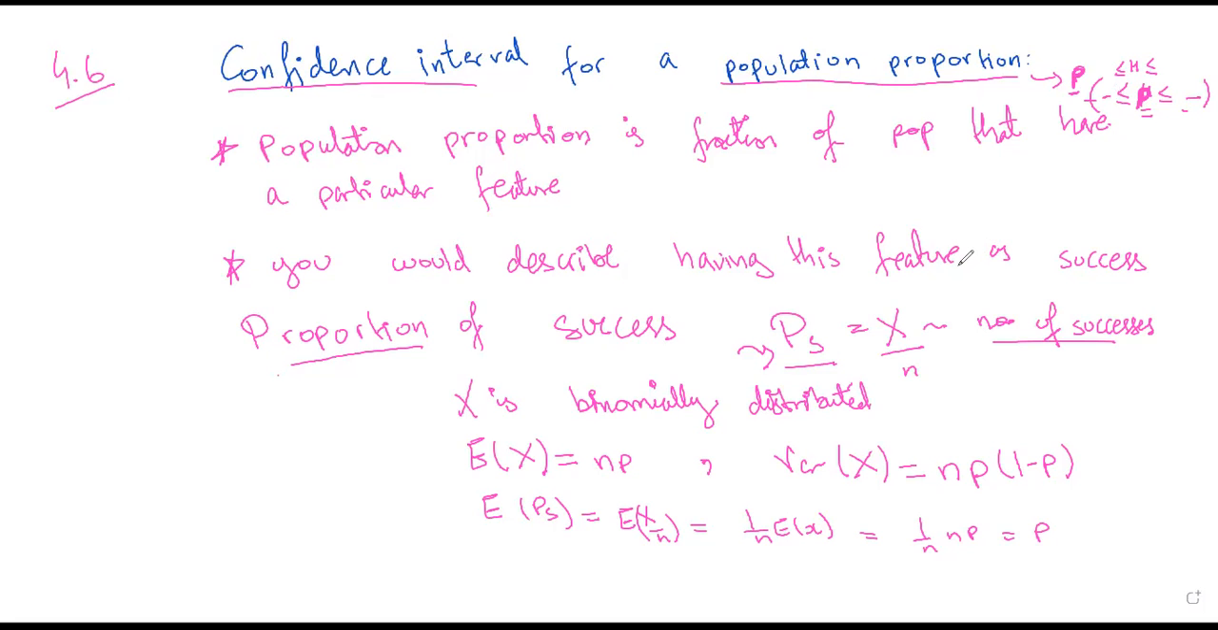Okay, now we are done with the definitions and stuff like that. Now let's talk about the statistical part. Proportion of success. Proportion of success is basically the sample proportion, right? This is the sample proportion.